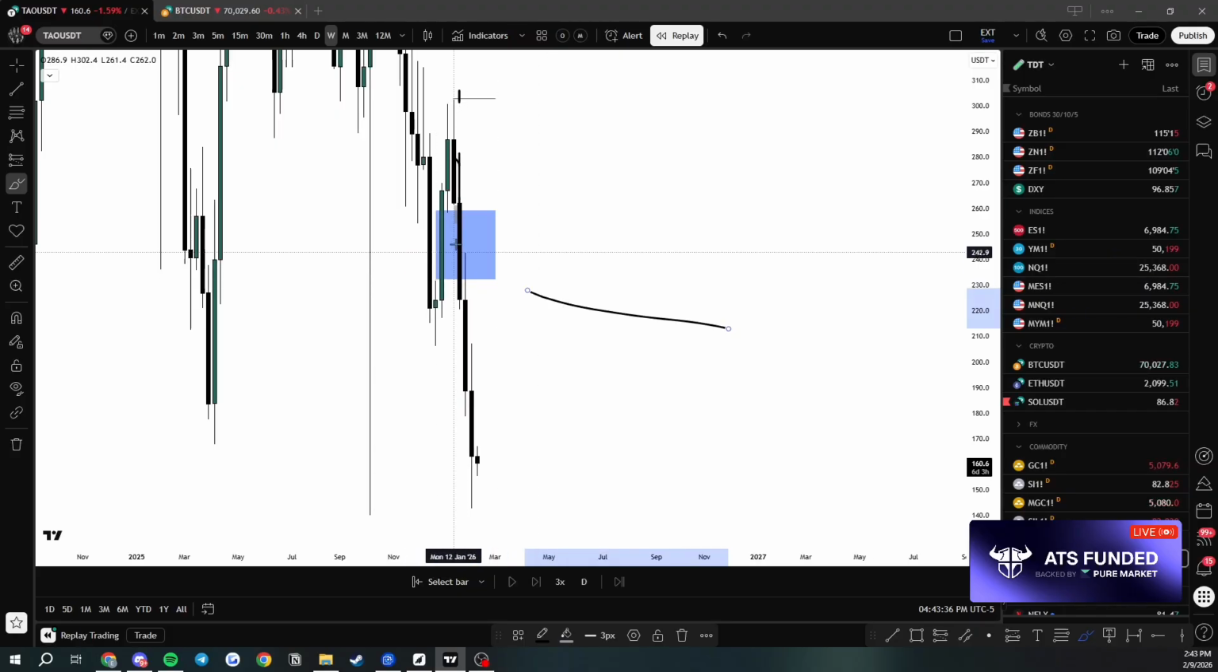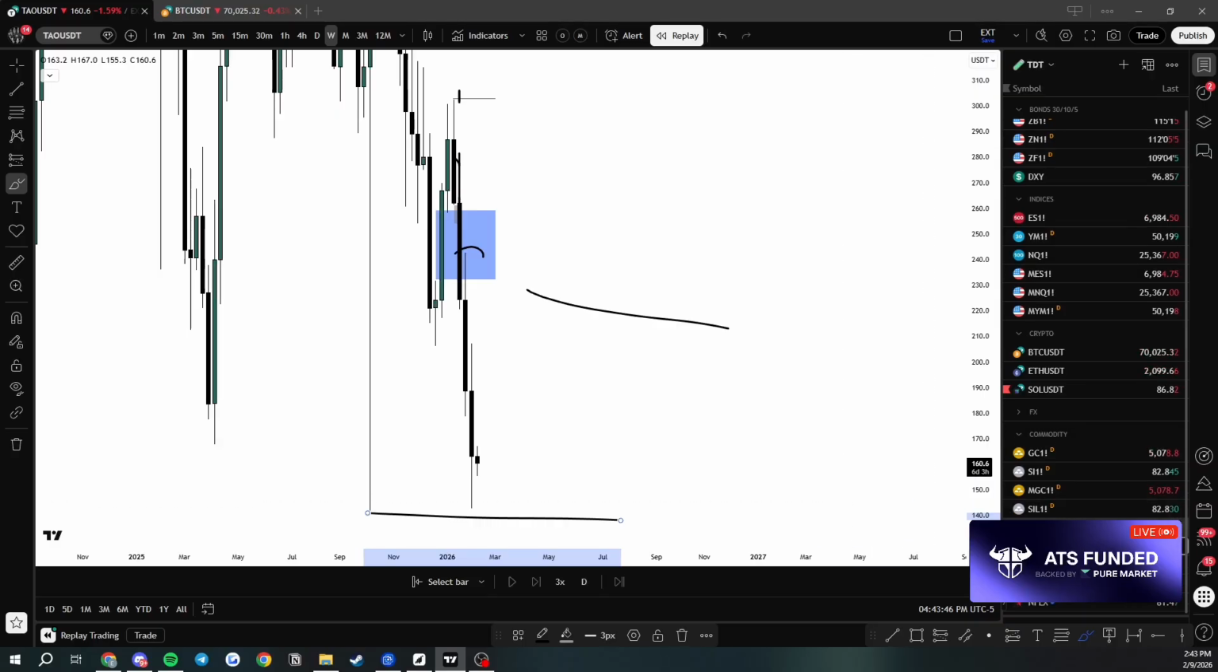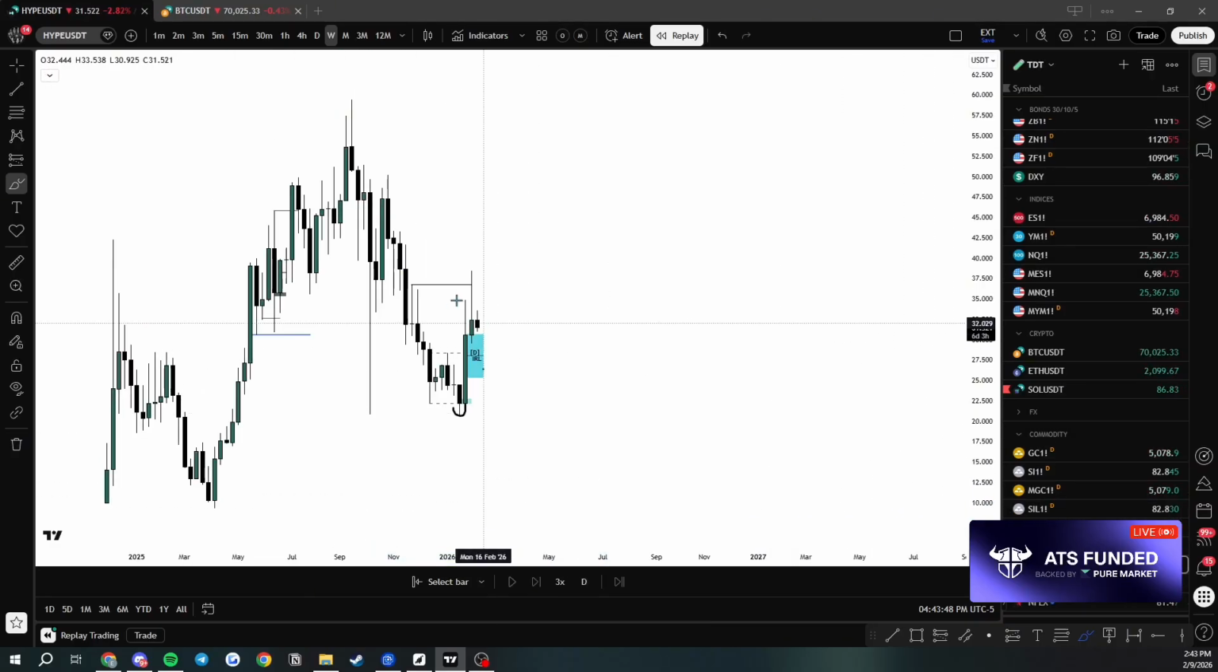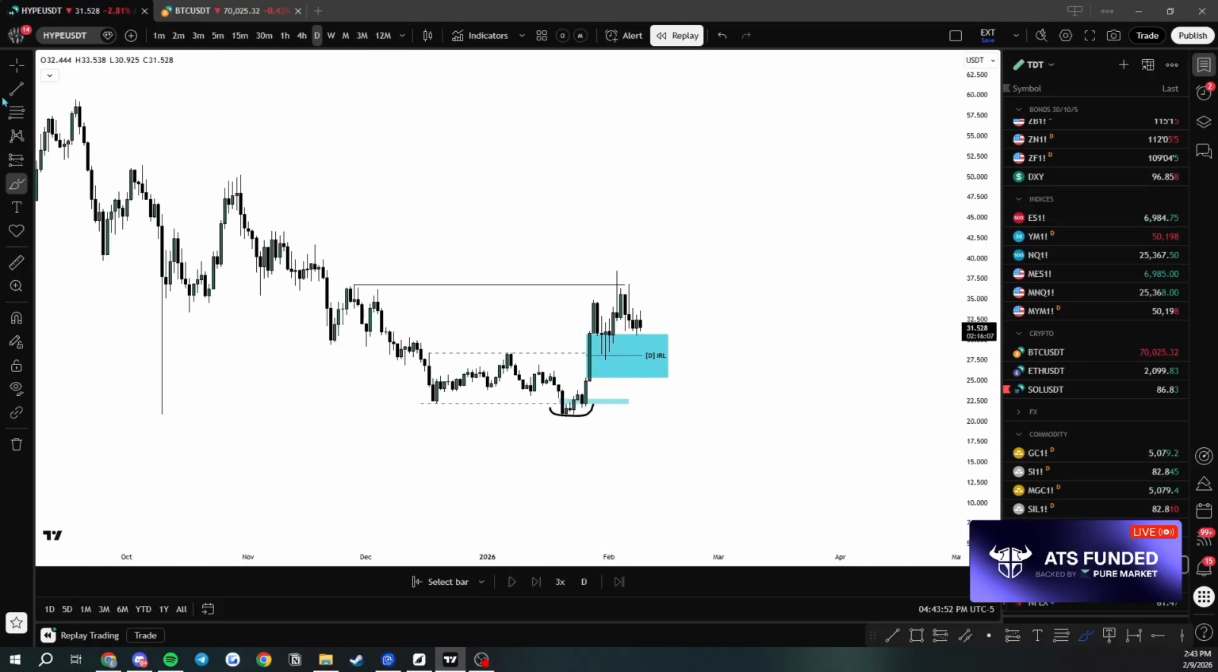Yeah, I mean, we had this weekly inversion, right? Once that weekly inversion took place, we retested it and we're just sending lower. Tau looks like it wants to go to 140. Hype, as we saw last time, hit our level that we were really looking at.